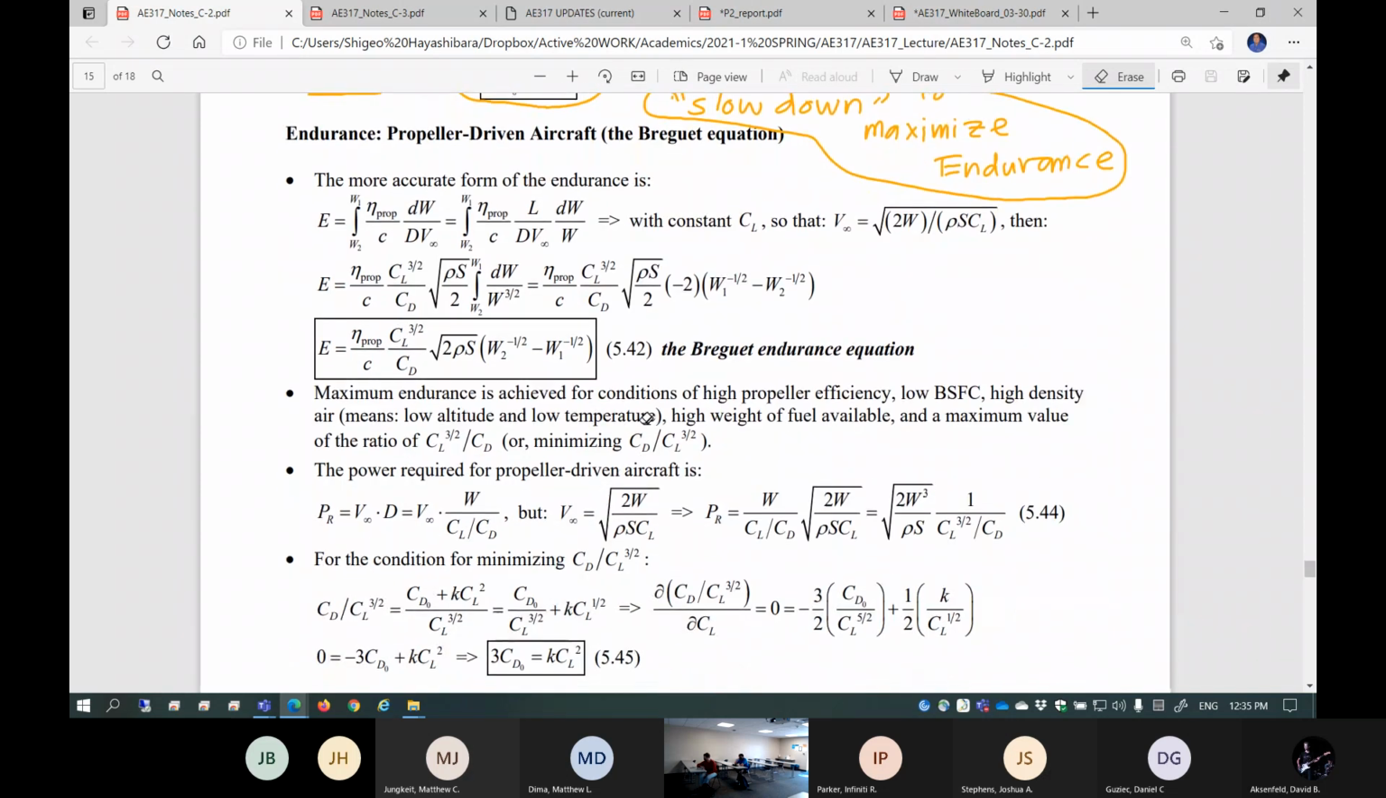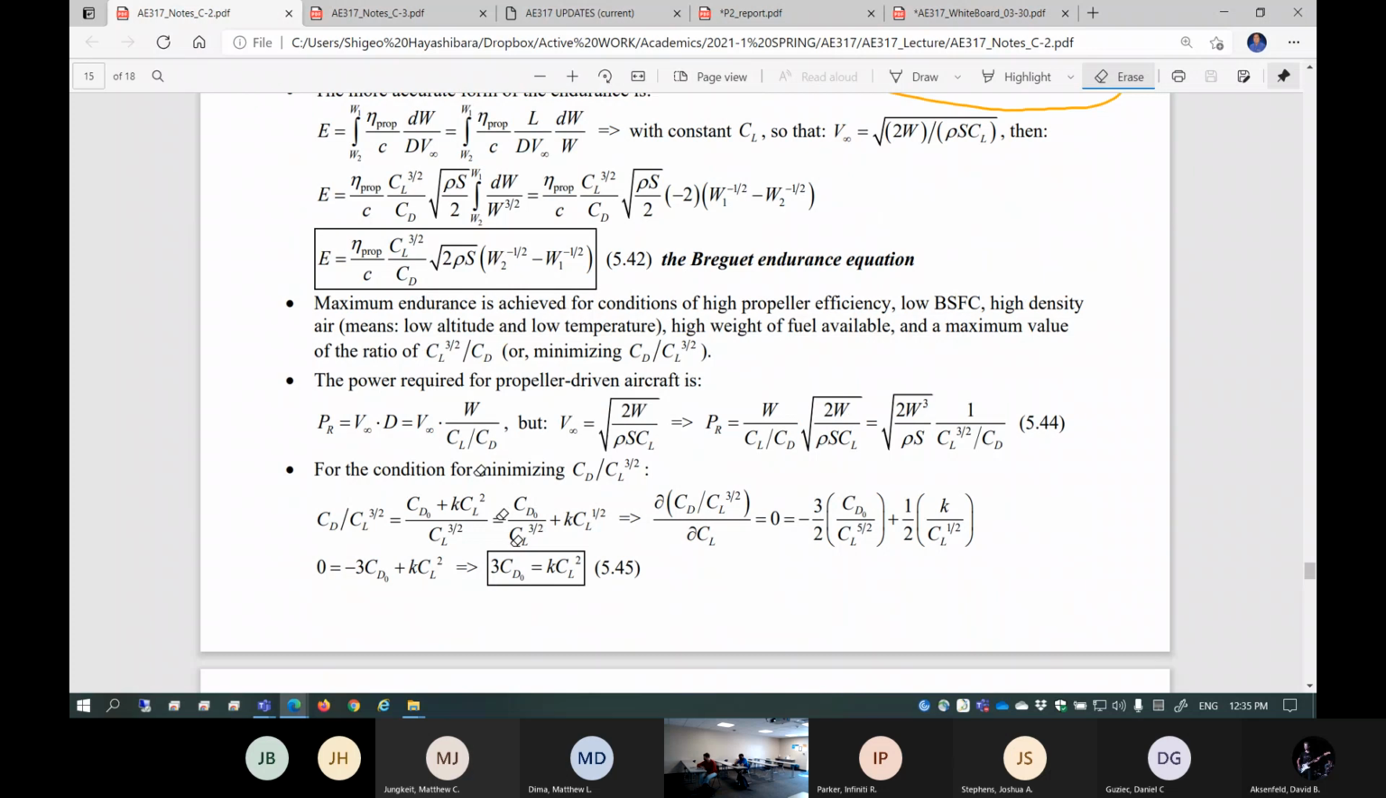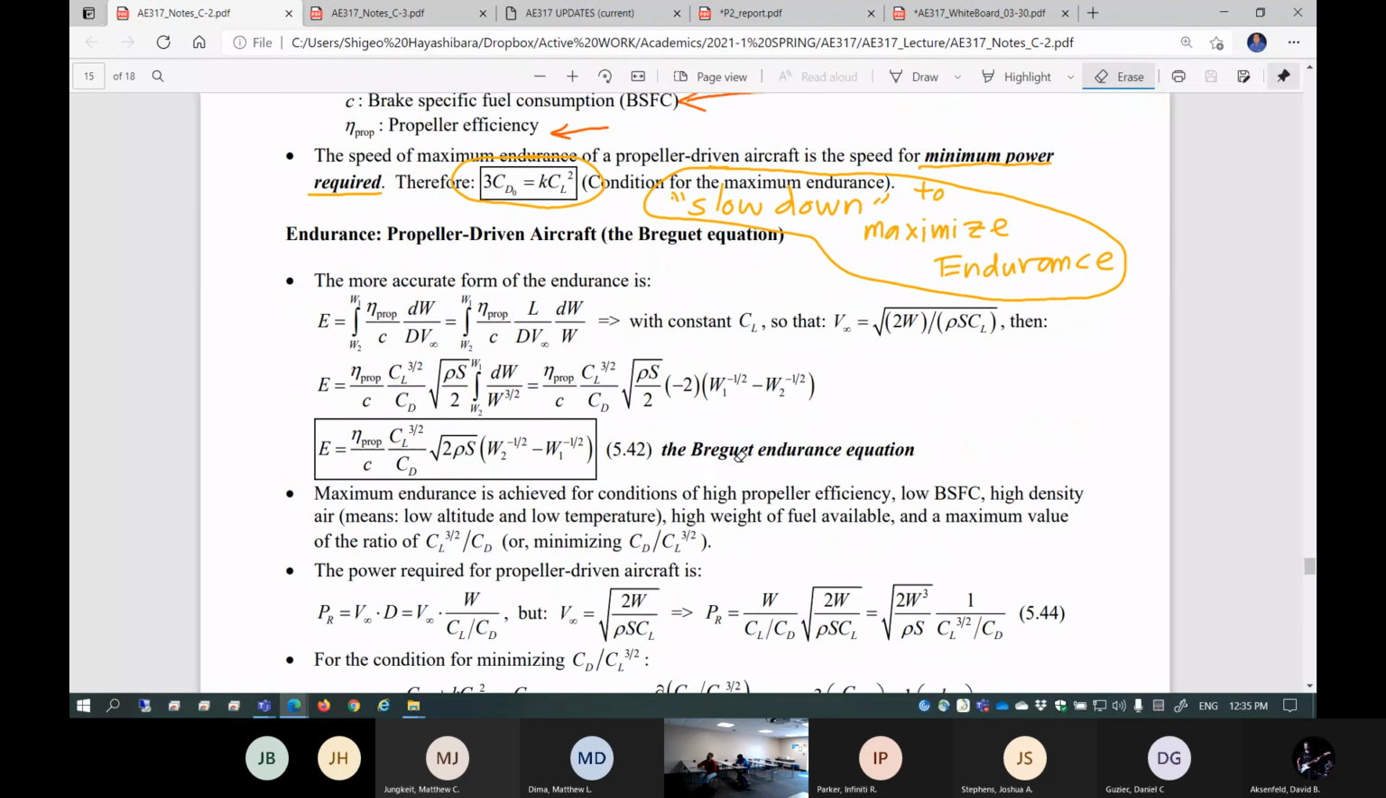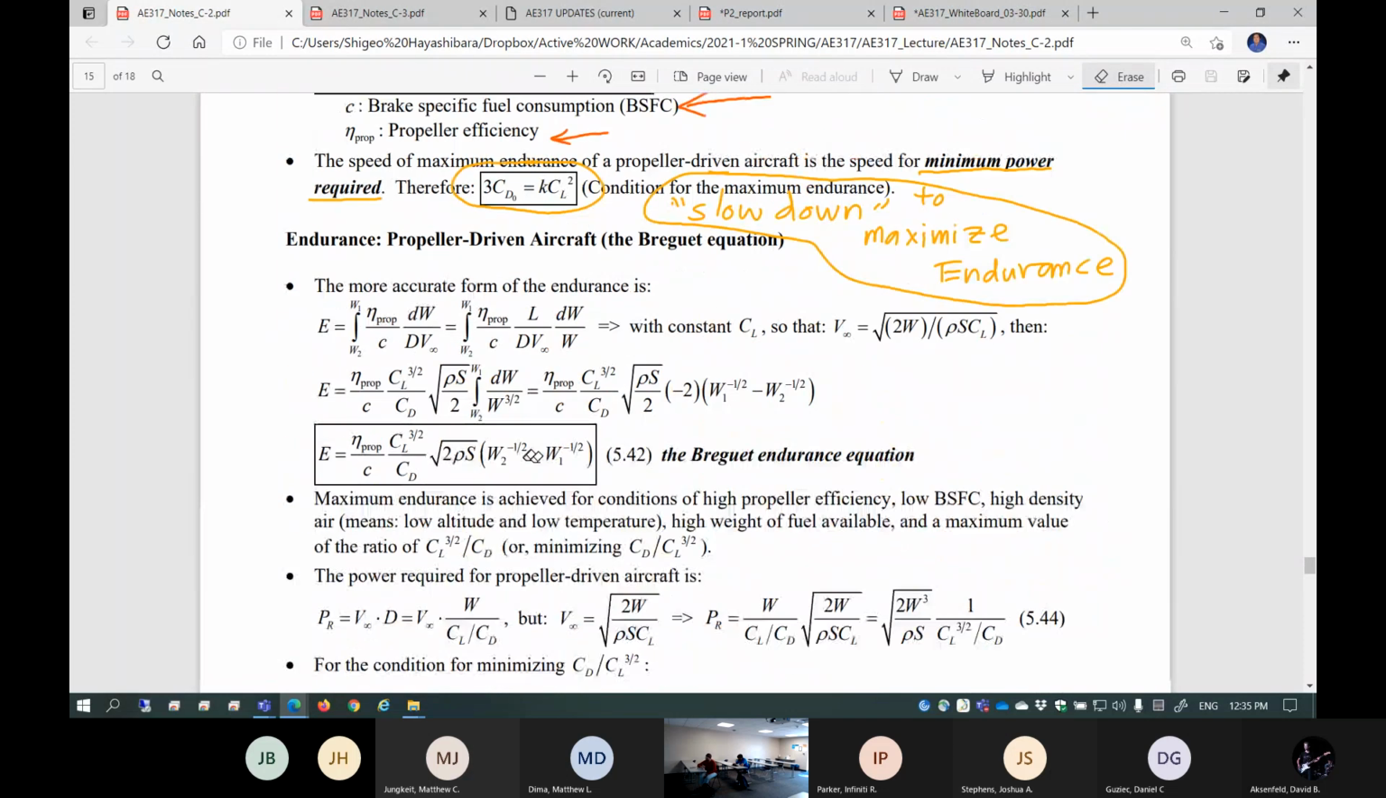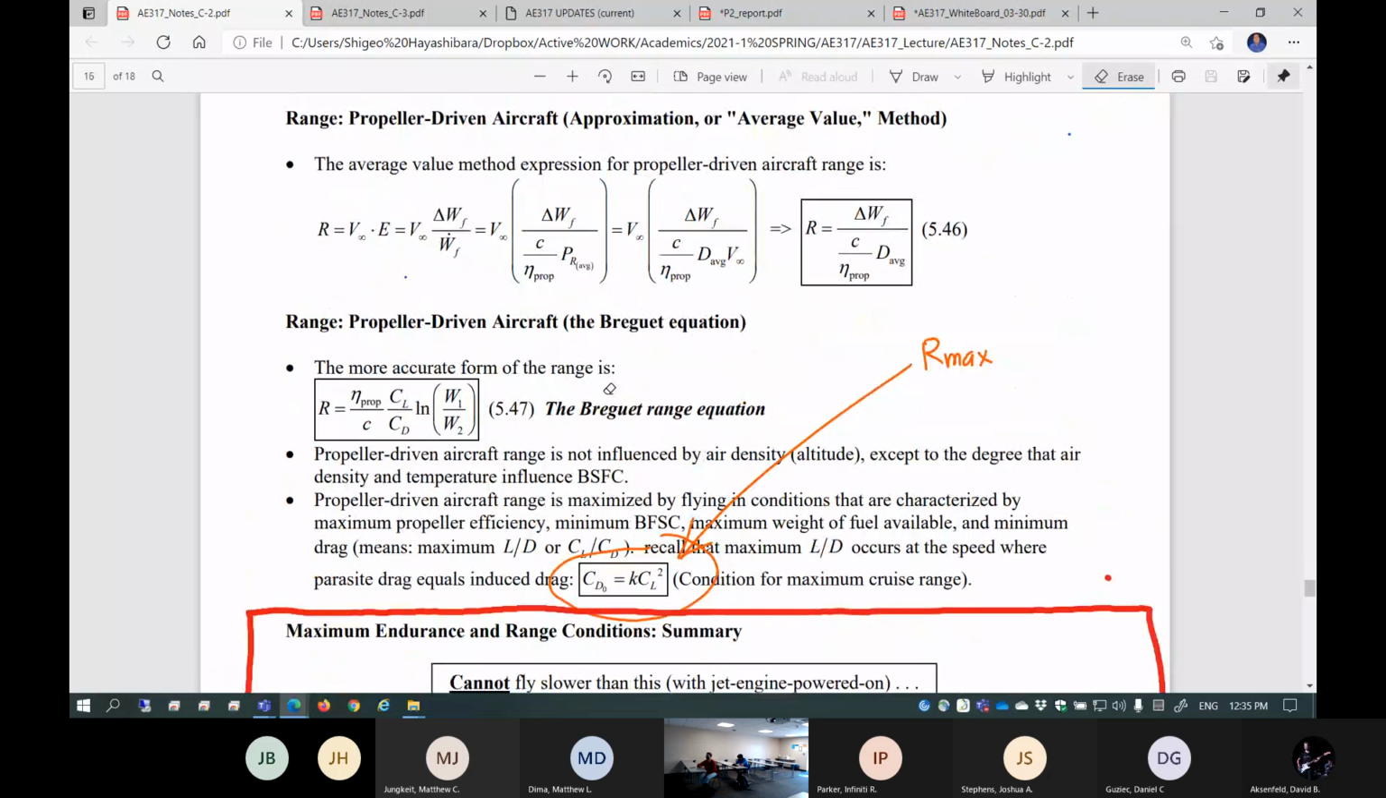Okay. Anyways, so that actually is a condition for this. 3CD0 is equal to KCL squared. So this is a condition for maximum endurance. So you're going to pick up the Breguet equation for endurance and the range. Range is basically endurance multiplied by velocity. Okay, so this is the Breguet endurance equation for a propeller-driven airplane.